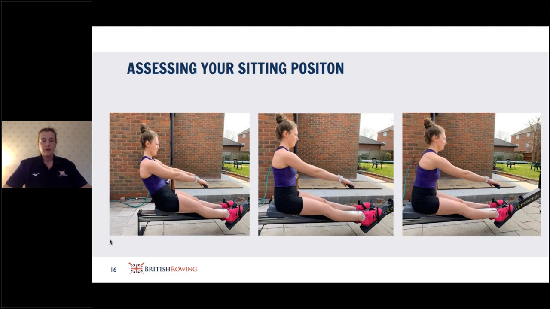Equally, now you might not have an ergo at home, but if we can get them to literally sit on the floor, legs in front of them, or sit on a chair, feet flat on the floor, and take some pictures of themselves, and what position do they naturally sit in, and what position feels comfortable for them to row in as well, and they can look at that themselves, and you can help them to look at that as coaches. So while assessing your actual sitting position isn't part of the testing protocols, it's a really useful starting point.